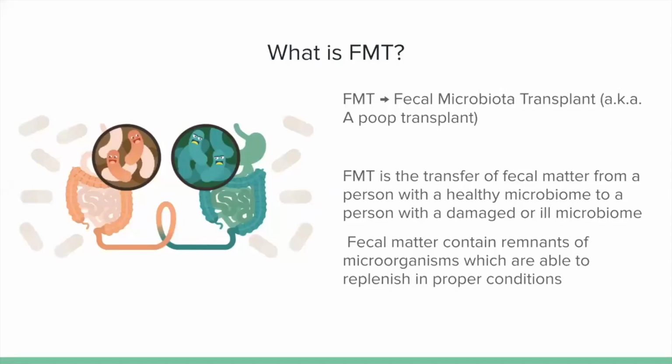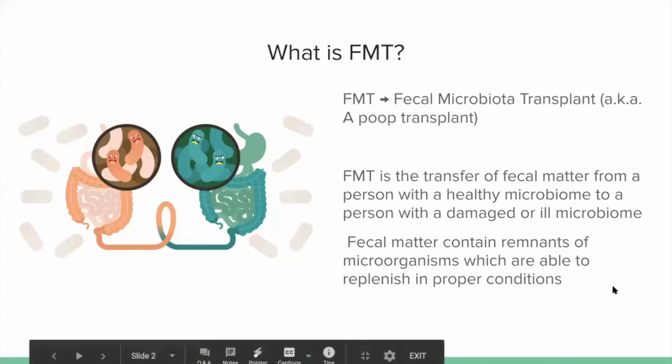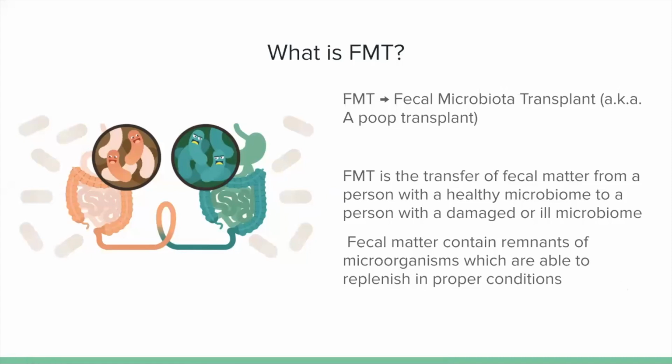What is FMT? FMT is a fecal microbiota transplant, also known as a poop transplant. FMT is the transfer of fecal matter from a person with a healthy microbiome to a person with a damaged or ill microbiome. Fecal matter contains remnants of microorganisms which are able to replenish in proper conditions.